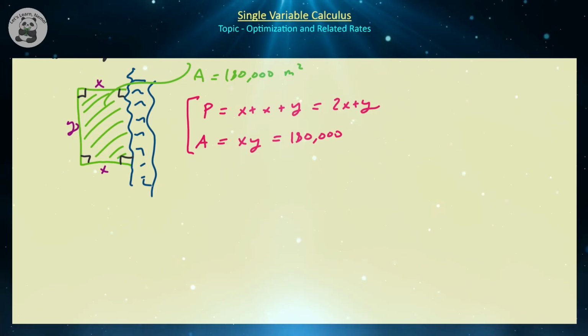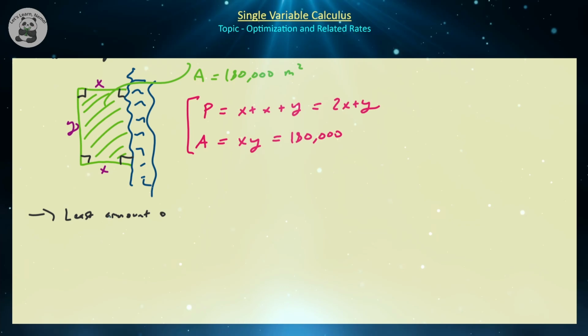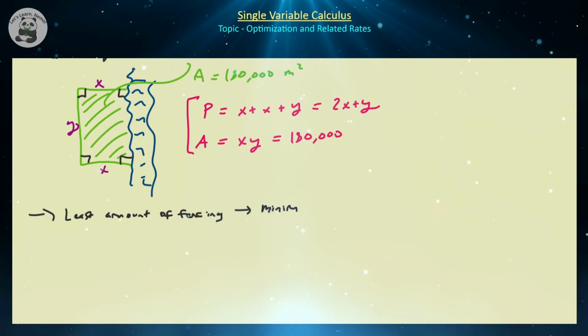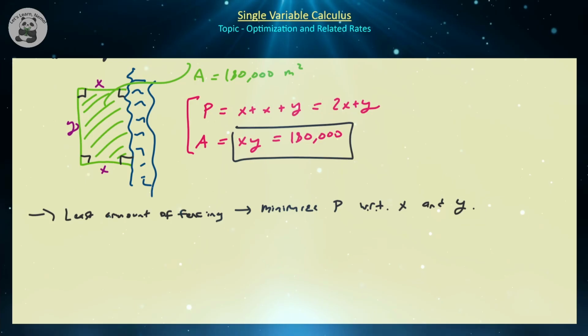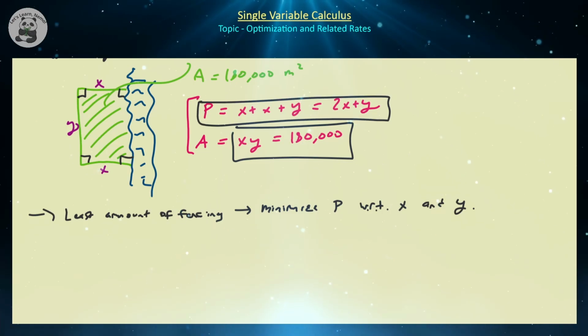So what exactly do we want? We want the least amount of fencing, which means we want to minimize P with respect to X and Y. Our P function has two variables and we only know single variable calculus, right? So we can't differentiate this with respect to X and optimize, at least not in an efficient way.